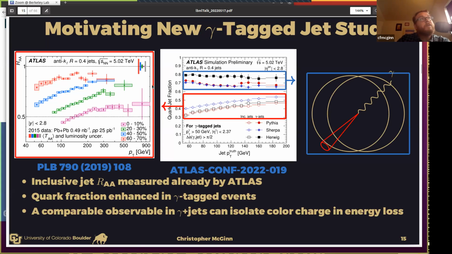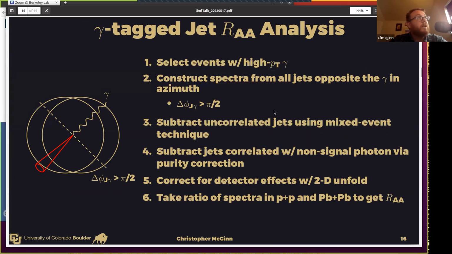So what we want to do is say, hey, we have this measurement of an observable, RAA, which I'll explain a little later if you're unfamiliar. And we also have these 2 systems with very different quark-gluon fraction. Can we construct a comparable observable in a gamma-jet system that might exploit this difference in information and give us something new about the QGP? And I think the answer is yes, and it's why we did this analysis of gamma-tagged jet RAA.